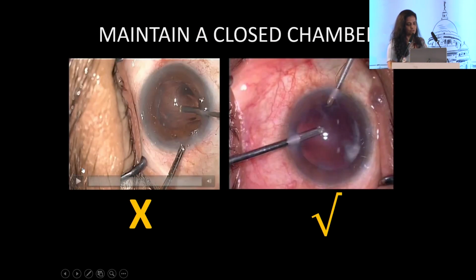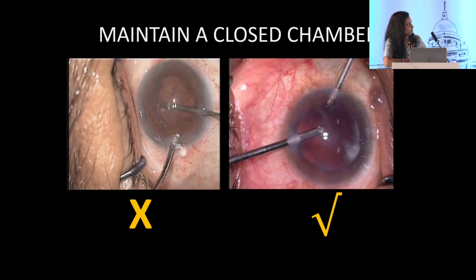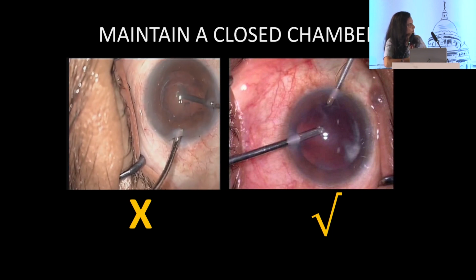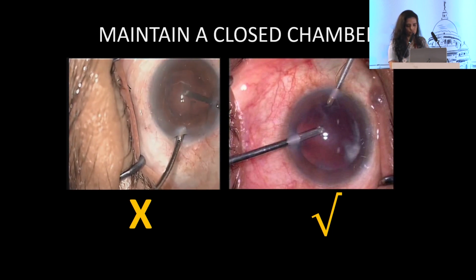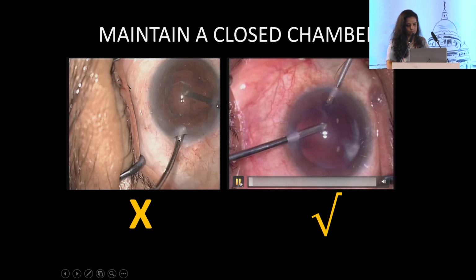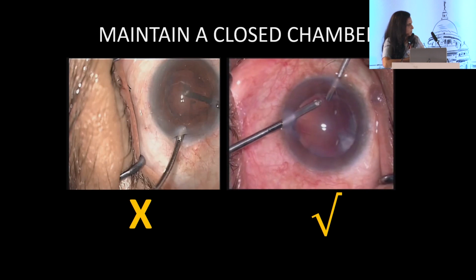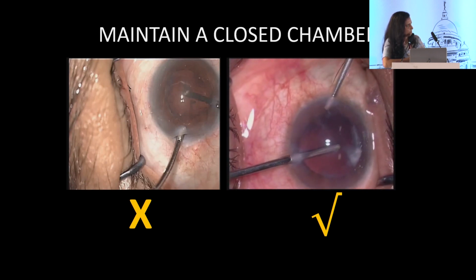So as you see here, the surgeon is using the main port to do a vitrectomy. You see how unstable the chamber is. The more unstable your chamber is, the more vitreous keeps prolapsing forward. So this is not the way to do an anterior vitrectomy. Instead, make a side port. Suture the main wound if possible, otherwise hydrate it, and then you see how stable the chamber is now when you're doing your anterior vitrectomy.